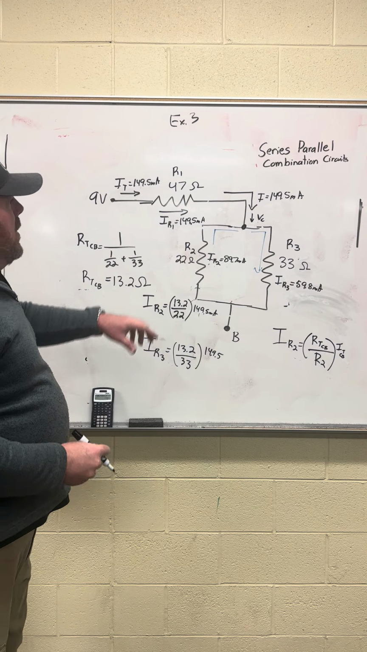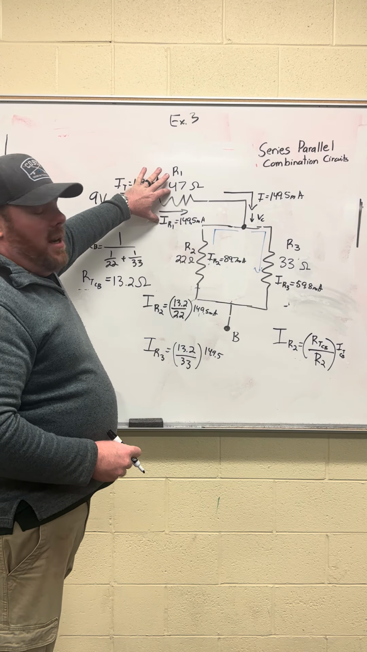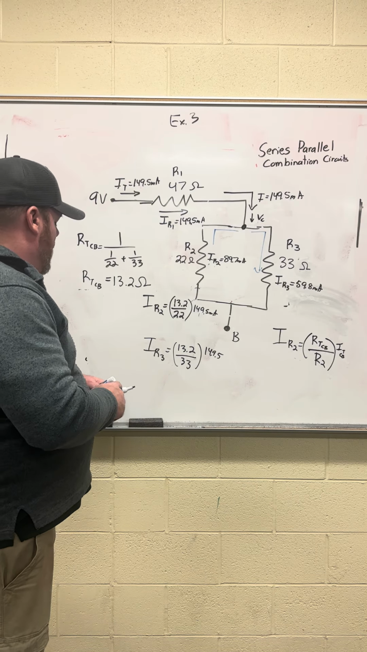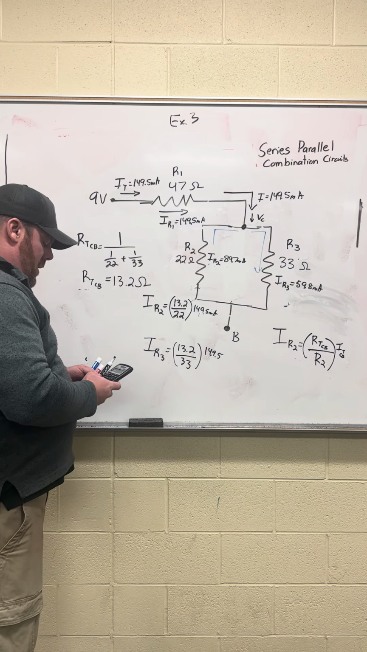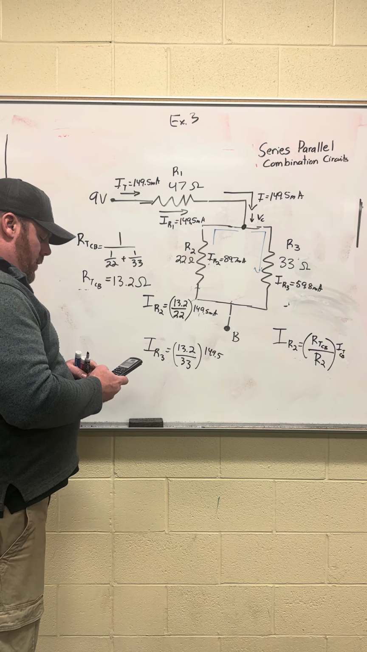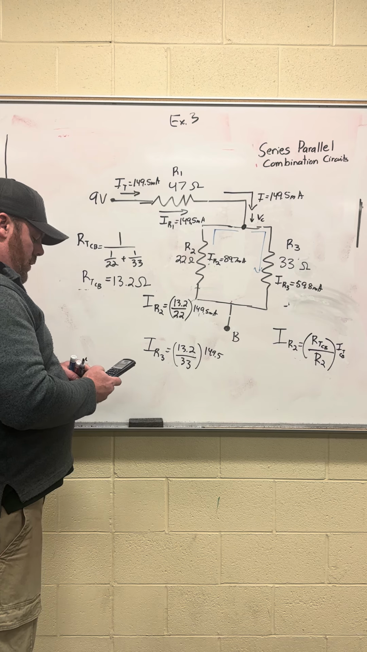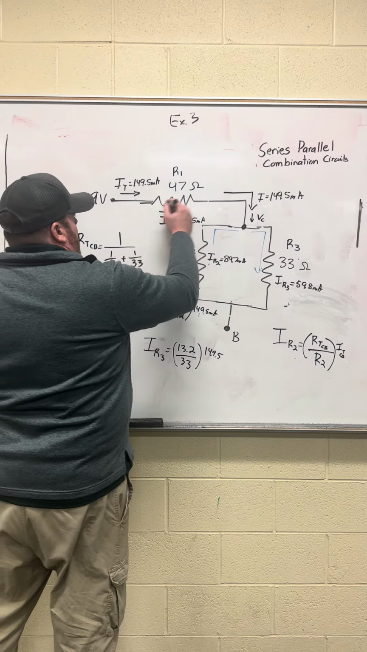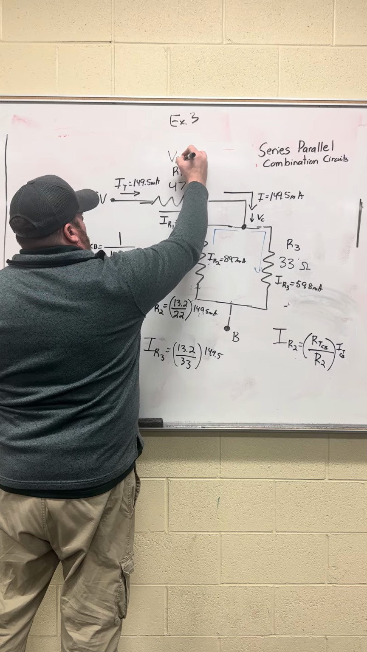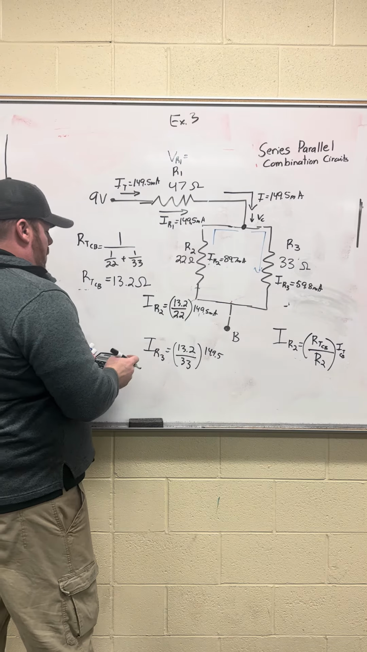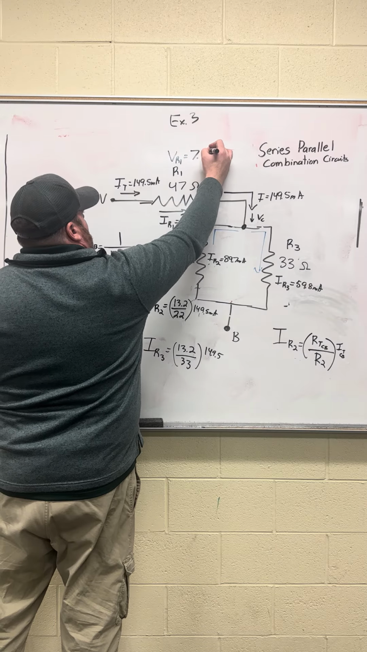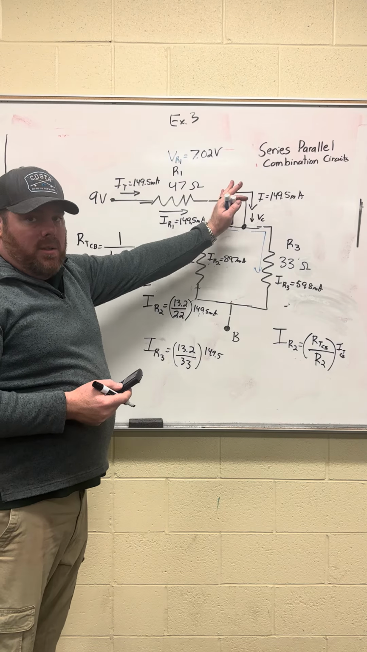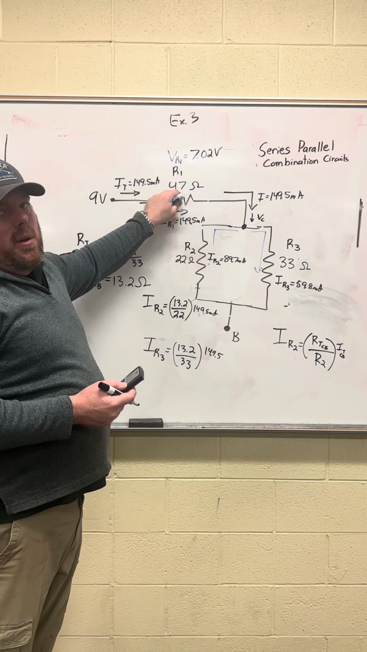Now, we know the voltage drop would be equivalent to the resistance times the current flow. So we can simply take 47 times the 149.5 milliamps. And the voltage drop across R1, so V of R1, is going to be equal to 7.2 volts. That is the drop. That's how much we lost of the original source going across R1.